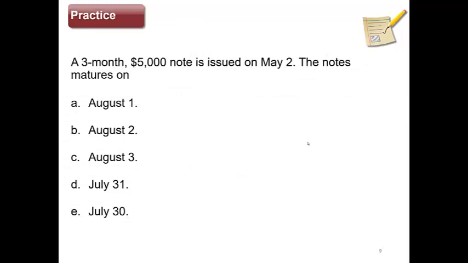In this example, we've got a 3-month $5,000 note issued on May 2nd. So if we count ahead 3 months from May 2nd, that would be June, July, August 2nd. So for 3 months, the due date's a little bit later, on August 2nd.